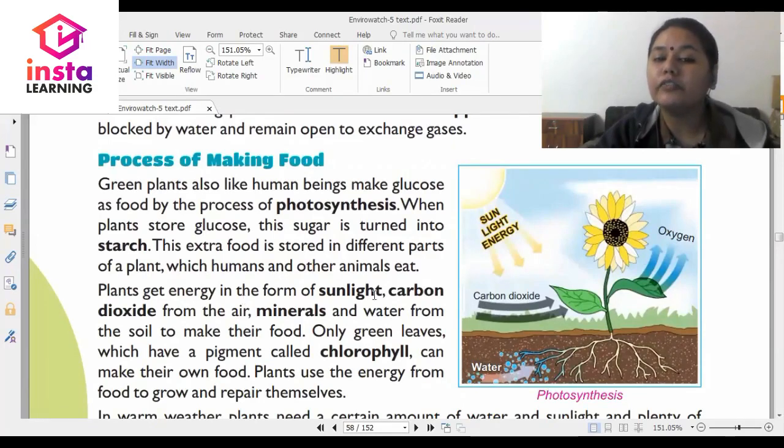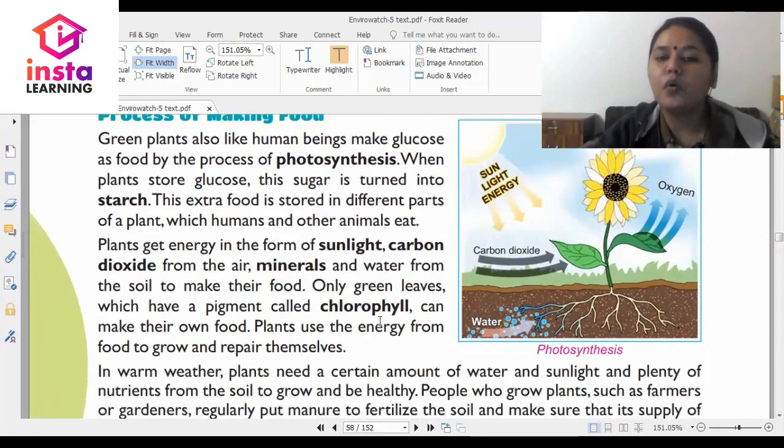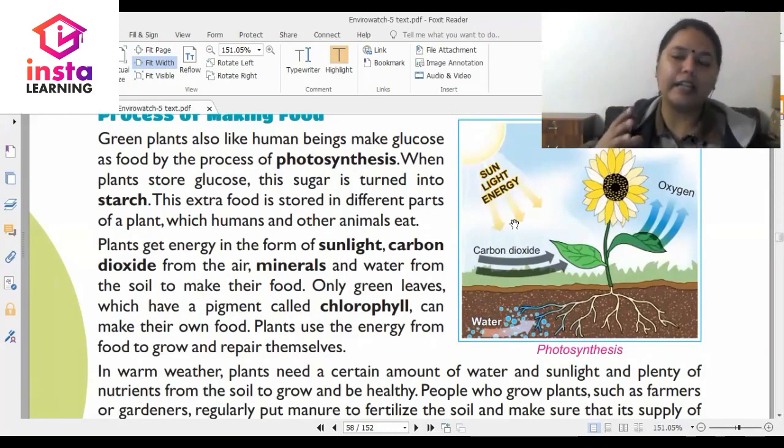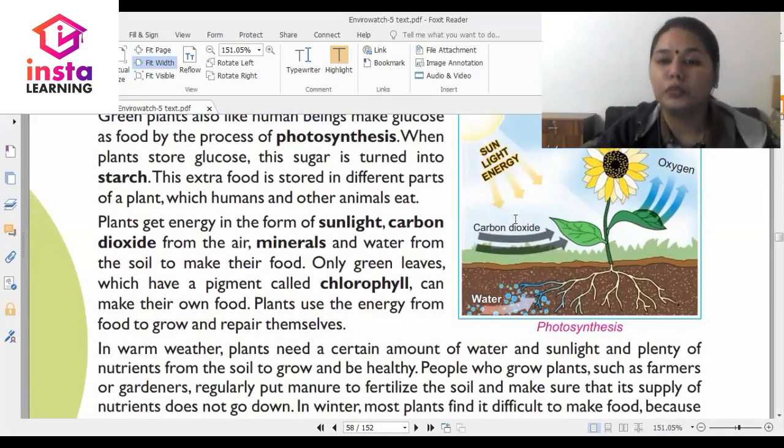Plants get energy in the form of sunlight, carbon dioxide from the air, minerals and water from the soil to make their food. Only green leaves which have a pigment called chlorophyll can make their own food. Plants use the energy from food to grow and repair themselves. So it is through sunlight, air and water that the plant makes food.